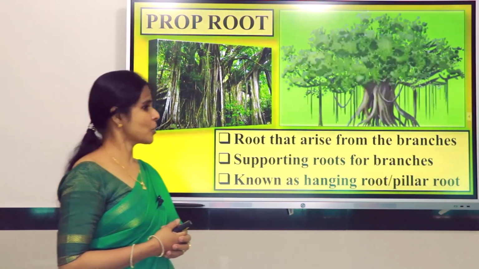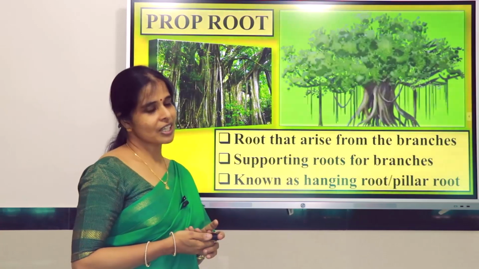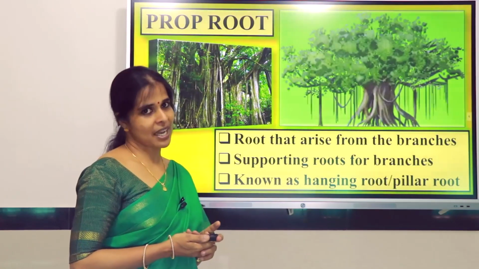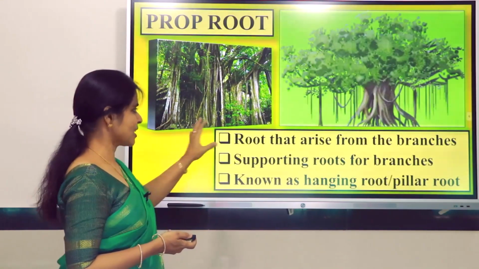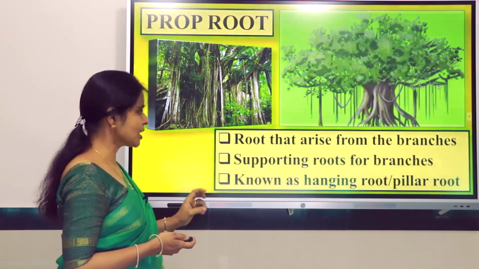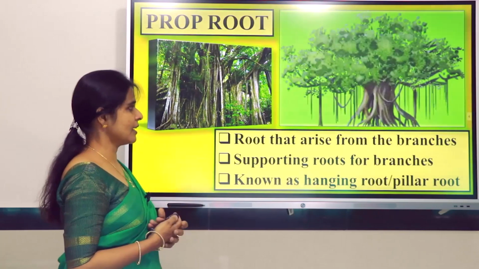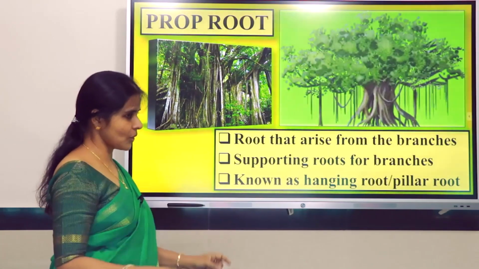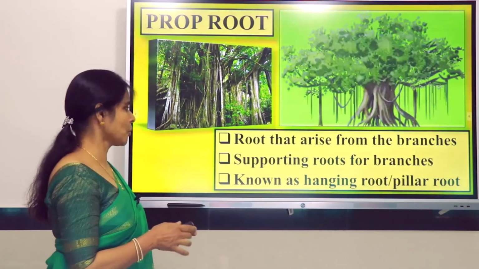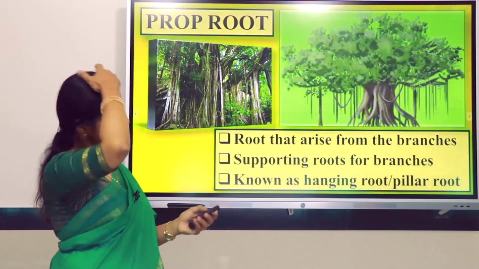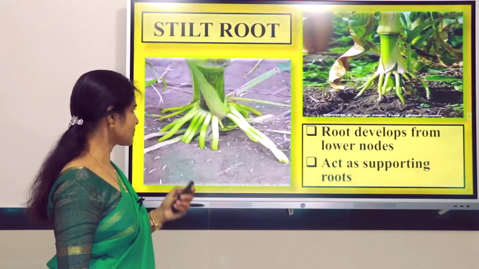Prop roots are quite common and very familiar in the banyan tree, and everyone must have seen them. So, the banyan tree is the example for prop roots, with pillar-like roots developing, reaching and touching the soil, and then growing further again. So, these are the supporting roots.